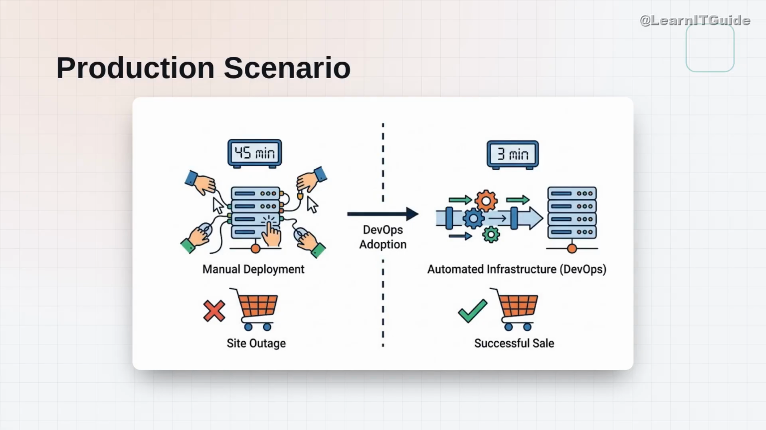Think about an e-commerce platform during a flash sale. They need to scale instantly. If they are manually configuring servers, they will crash. By using DevOps practices, they automated their infrastructure. Their deployment time dropped from 45 minutes to 3 minutes. That is the difference between a successful sale and a lost revenue event.